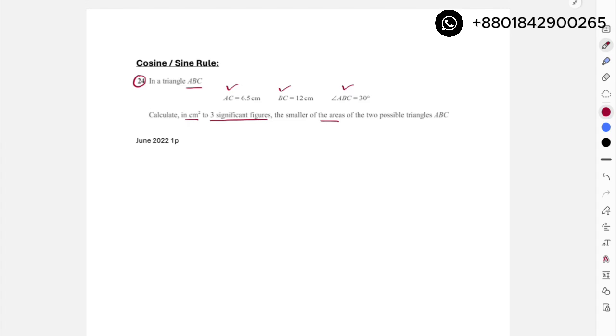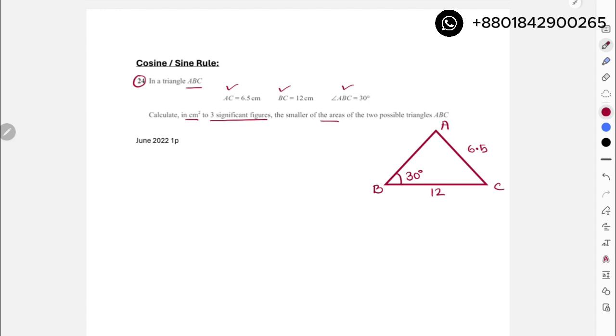Okay, in this kind of case, whenever they have not given you a triangle for this kind of rules, always draw the triangle in this situation. Now, they have given you the lengths for triangle ABC. AC is given as 6.5 and BC is given as 12, and the angle for B is given as 30 degrees. Right. Now they are asking that in centimeter square to three significant figures, we need to find out the smaller of the areas of the two possible triangles ABC.